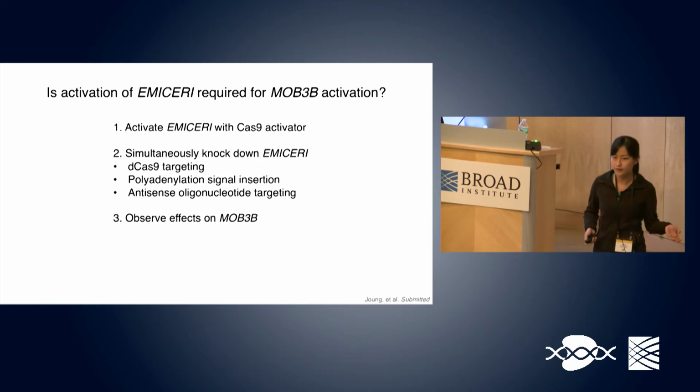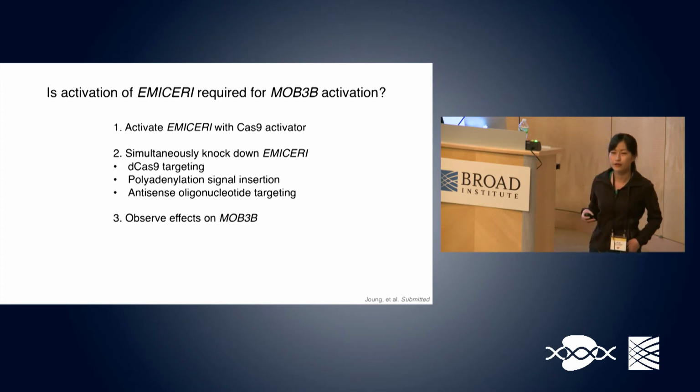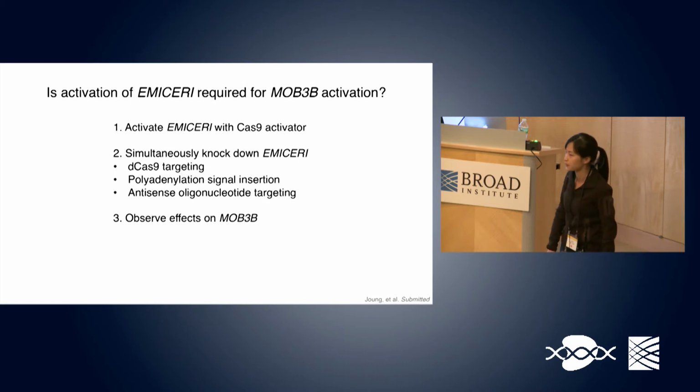We activated emissary with our Cas9 activator. Then we simultaneously knocked down emissary either through dead Cas9 targeting, polyadenylation signal insertion, or antisense oligo targeting, and then observed the effects on MOB3B. Theoretically, if emissary is not important in this process at all, we will not see any effects on MOB3B because the Cas9 activator can just directly activate MOB3B and produce the phenotype that we want.